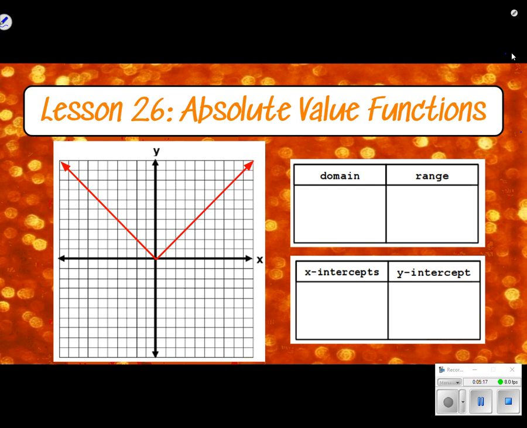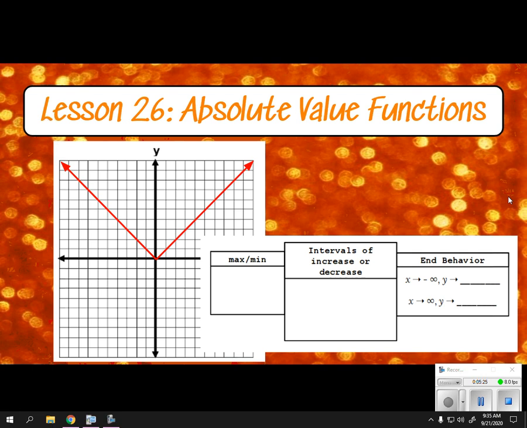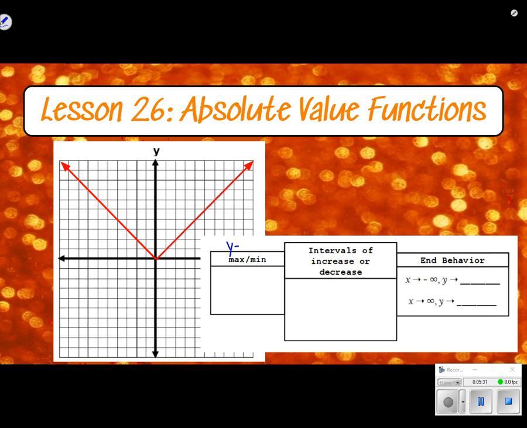All right, let's look at the idea of max and min. So max is the highest point, a maximum. Min is the lowest point, a minimum. And these are about y values. So in an absolute value, you will have one or the other. You will have, in this one, a minimum, a lowest value. So there's a minimum at (0, 0), or usually it's just a y value of 0.